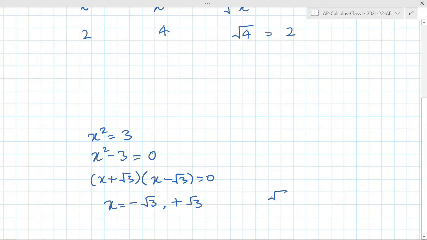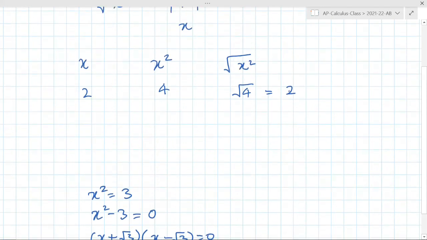But root 3 is only the plus root 3. Root 3 is 1.732, and so on. That is a positive number. The negative of that is the negative number. So square root of 4 is only 2. It's not plus or minus 2. Okay, negative of square root of 4 will be negative 2.